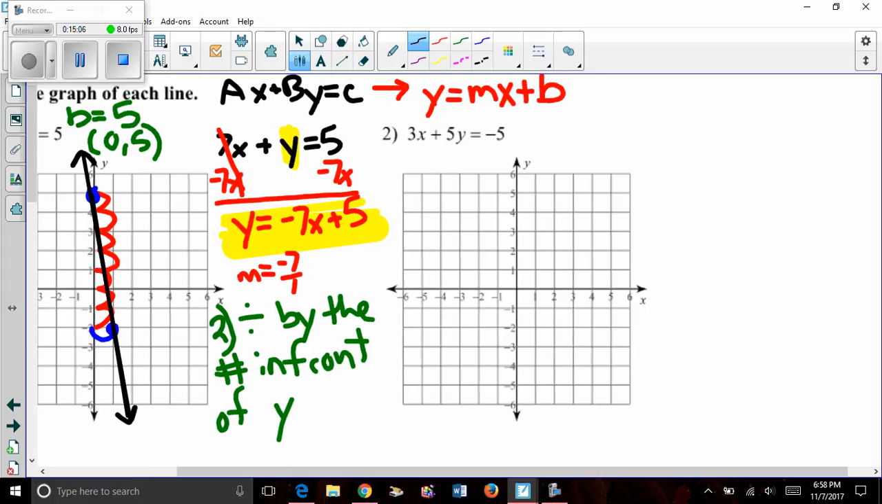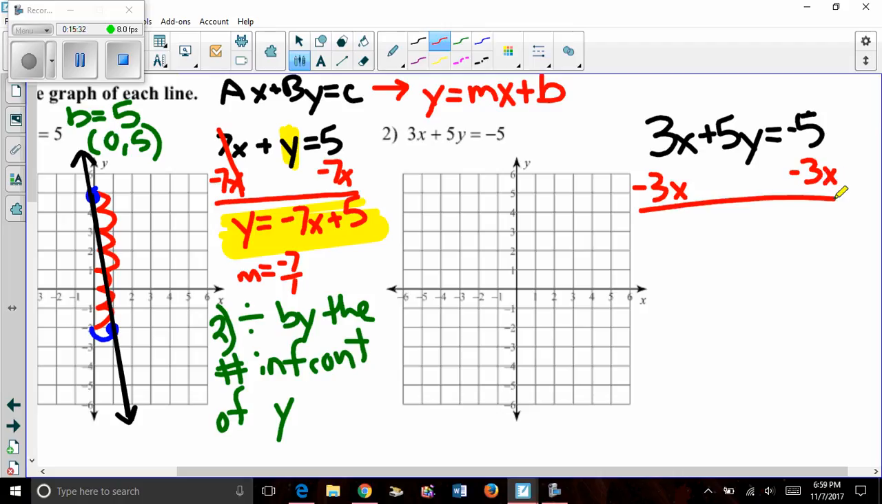So over here for number 2, I want to follow the exact same steps I was working on. I need to add or subtract the number in front of x and then divide by the number in front of y. This time, we're going to be dividing by 5. We'll start by subtracting 3x. I'm left with 5y equals negative 3x. It was a negative 5, so minus 5. Again, I want that x term to be the first thing after the equal sign.